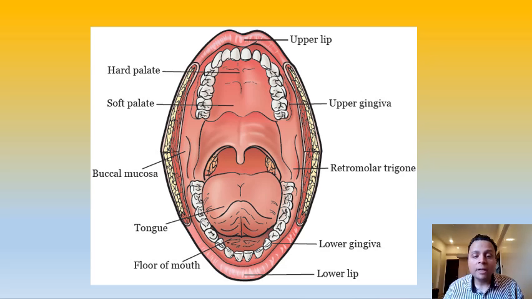Okay, there are tonsils here. This is the tongue, and just below that there is the floor of the mouth. Sometimes lesions are present on the floor. So what type of lesions do you get in pemphigus vulgaris?